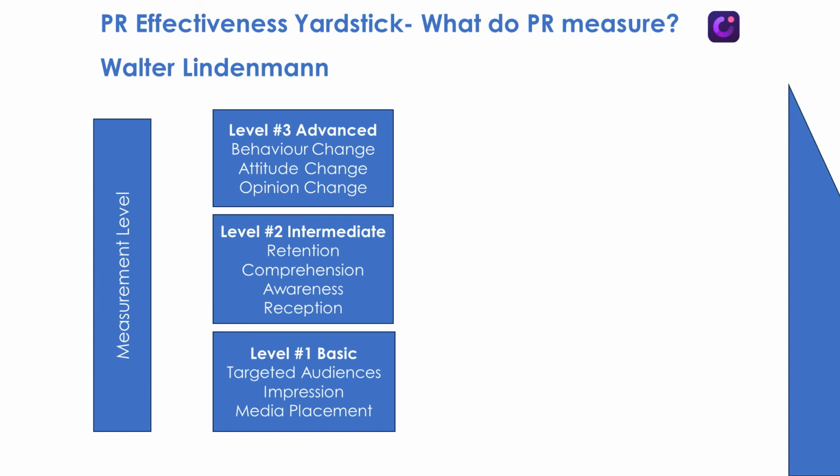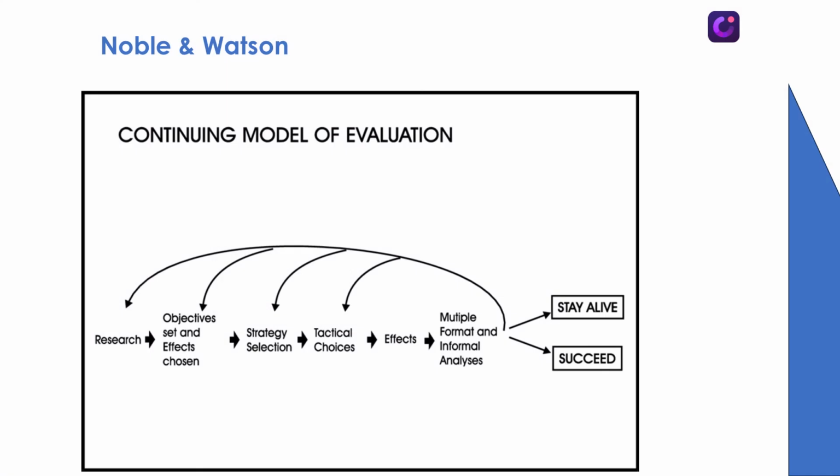Now we're moving on to the continuing model of evaluation, by Noble and Watson. You see this curious map looking like a loaf of bread and you wonder what they are saying. Noble and Watson are also saying what most have said: you begin with research, find out how things are now, and then you go about objective setting and so on. In the previous model, the effectiveness yardstick, the focus was not really on planning or research in the beginning, because that model was focusing on what to measure and the levels of measurement, not really the process. This model looks at the process of planning any activity and what you ought to do at the various stages.